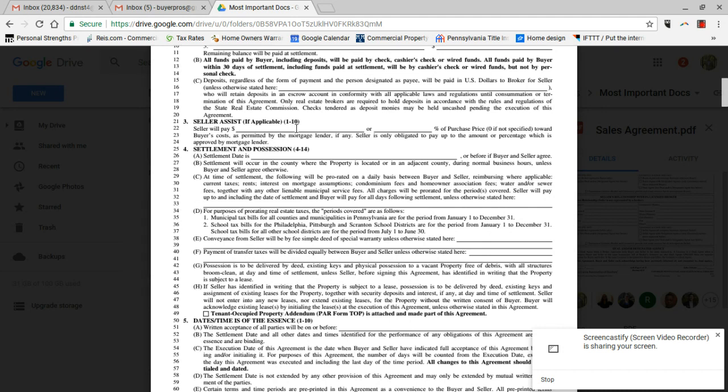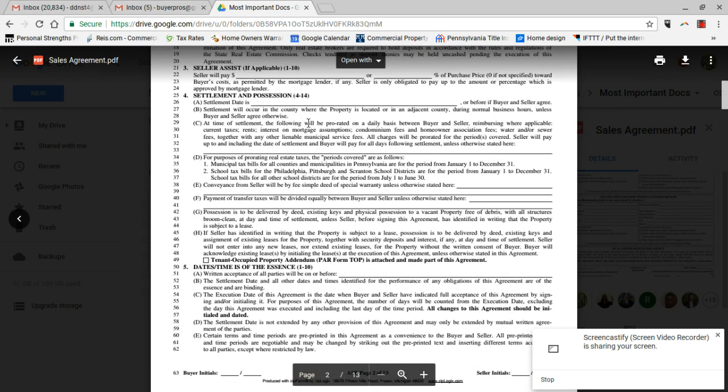Your seller assist goes in here. I usually write in both. If I'm getting 4% and it amounts to $4,000, I'm going to put $4,000 or 4%, so I have the same numbers in each one. I don't like to leave blanks. If there's not going to be any seller assist, you can put NA in there or put a line through it.